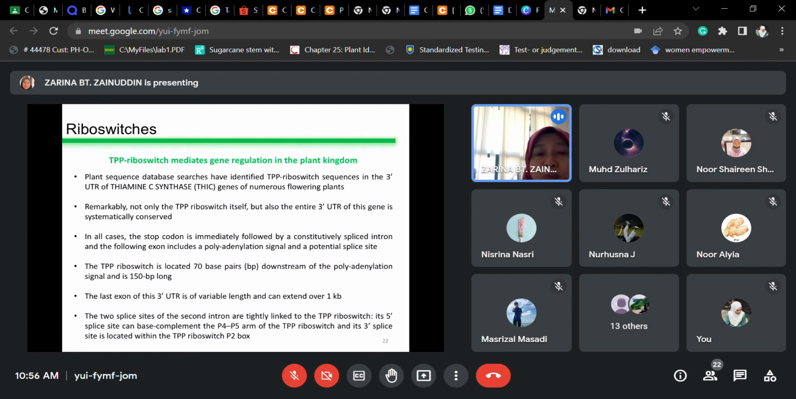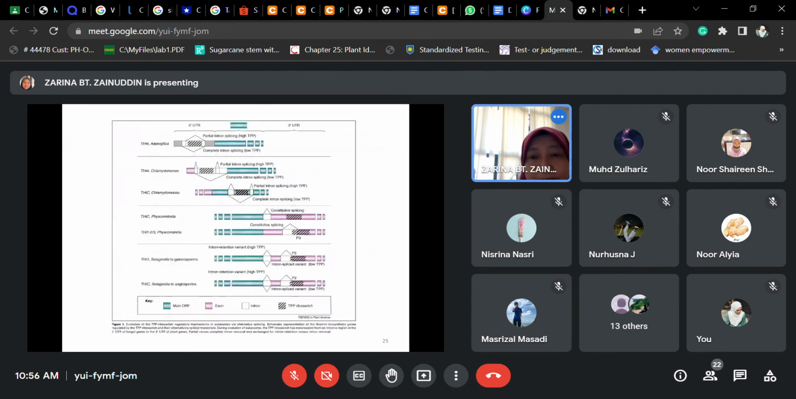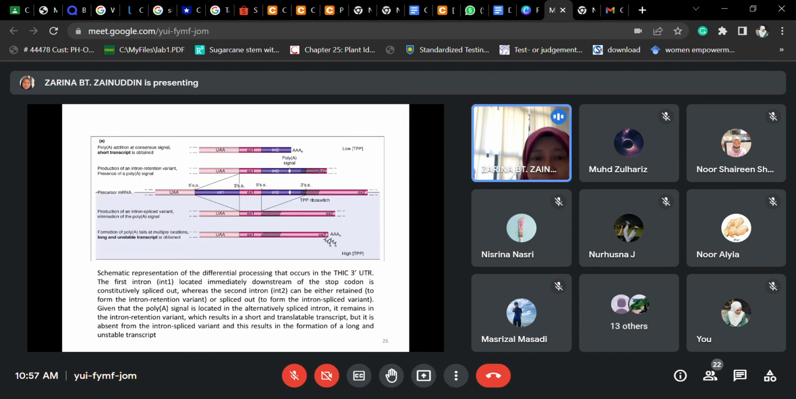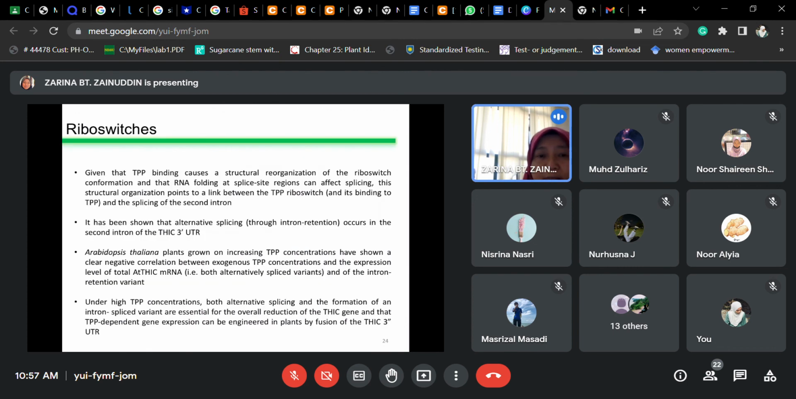Okay, so the two splice sites of the second intron are tightly linked to the TPP riboswitch. Its 5' splice site can base-pair with the P4, P5 arm of the TPP riboswitch, and the 3' splice site is located within the TPP riboswitch P2 box. Okay, if you cannot remember this, it's okay. Alright, so this is another picture to show you the TPP riboswitch in eukaryotes. You don't have to remember. And this is what happened in the Thi-C 3' UTR, to show what I have been saying here.